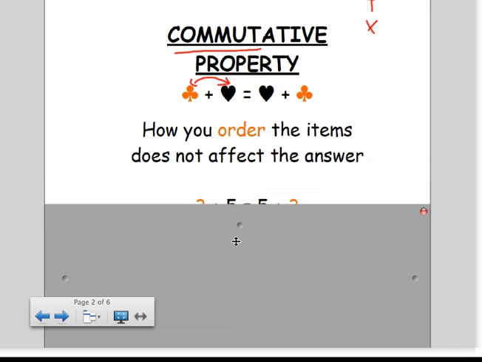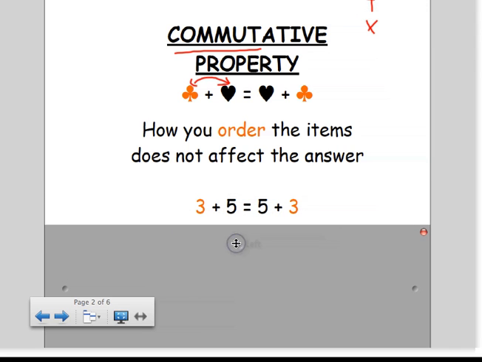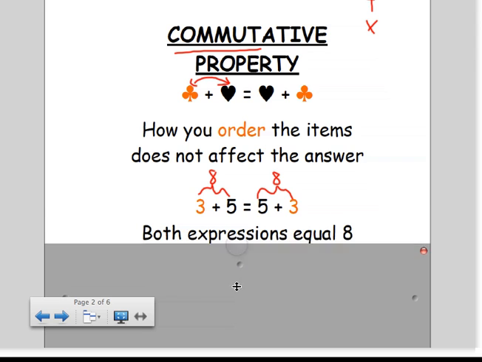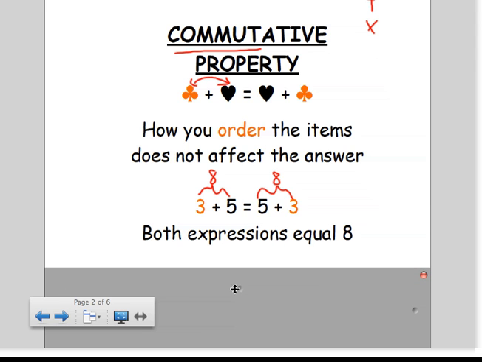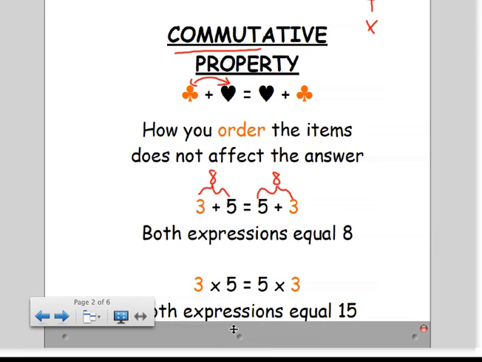So if I show you an addition example, I see 3 plus 5 is the same thing as 5 plus 3. 3 plus 5 equals 8. If I change the order, 5 plus 3 also equals 8. So you should see this does work for addition. Both expressions equal 8.